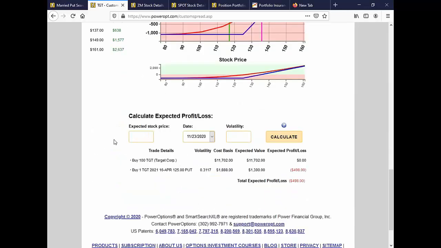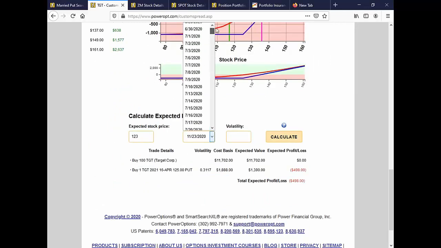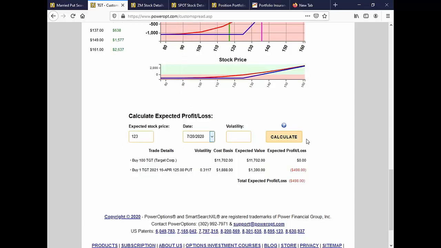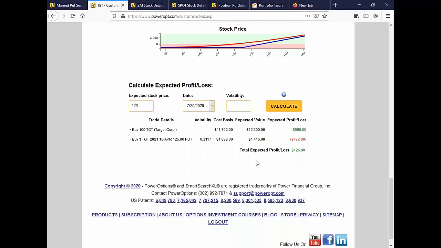As an example, let's say we do get this in 20 days from now, 25 days from now, so out to, let's just say July 20th. Why not? Somewhere between 20 to 30 days from now, 20 to 40 days. Now, if that's the case, without doing anything, my expected profit would be around $126.